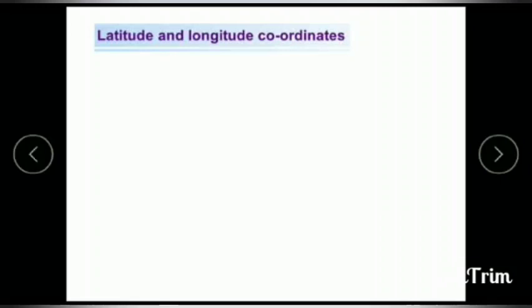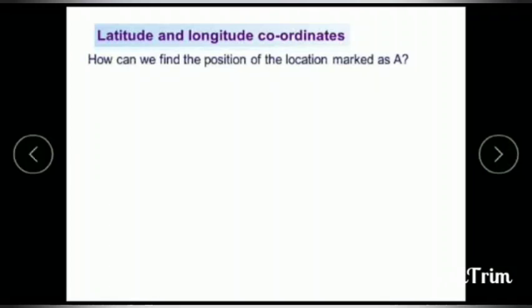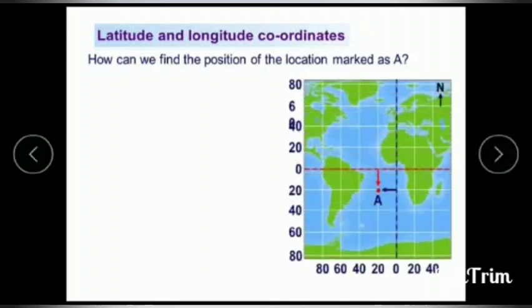Now the question arises: how can we find the position of a location? Well, this is done through latitudes and longitudes. In this slide, there are latitude and longitude coordinates. Now, how can we find the position of a location which is marked as A? Look at this picture, where you have to find the position of the marked point A. So how can you find it?